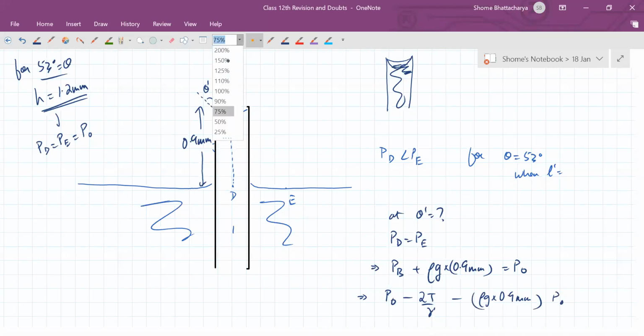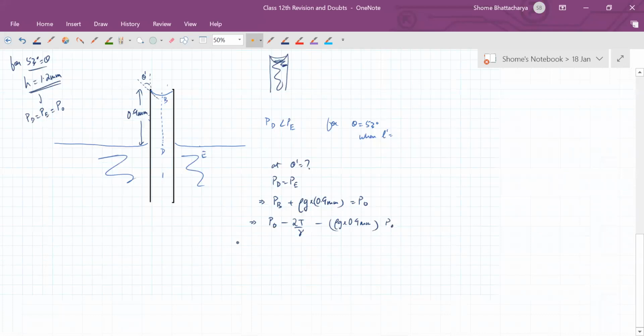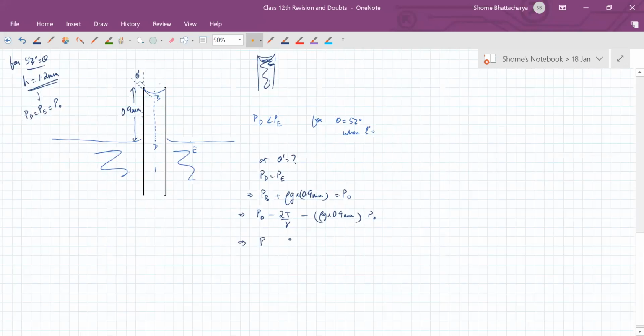Okay. So now we can solve this and find the new angle of contact. So this is P naught minus 2T cos theta prime divided by capital R, plus rho g into 0.9 mm, should be equal to P naught. So this is showing us that our cos theta prime is rho g into 0.9 mm upon 2T. Okay. So this is our equation 1.